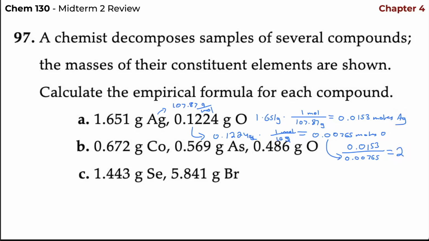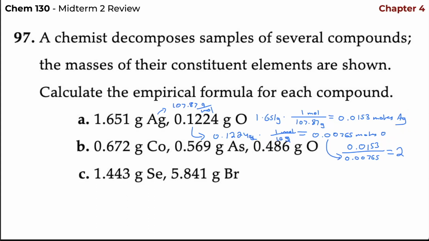I think Ag is... let me look it up. Yeah, Ag is silver, right? I don't know how I forgot that. Sorry. Ag is silver, right? So there's going to be 2 oxygen atoms for every 1 silver atom, right?